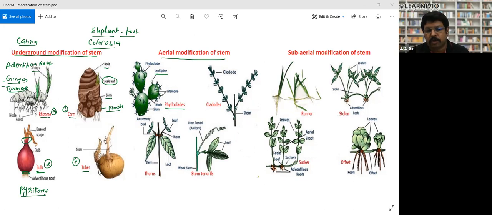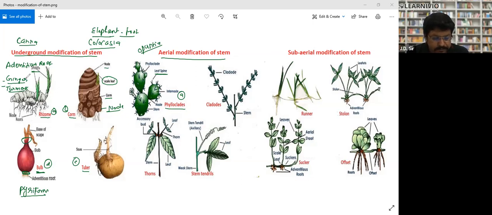Aerial modification of stem. First, A, phylloclad. Please start noting down. Phylloclad is found in cactus like Opuntia. This diagram belongs to Opuntia. The stem becomes flattened or cylindrical.